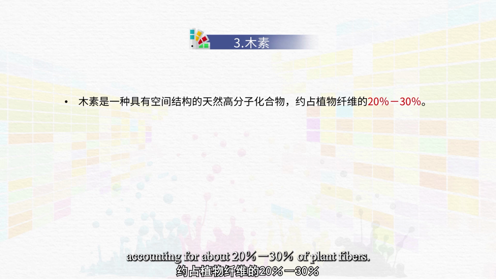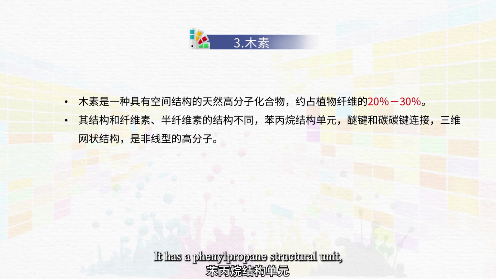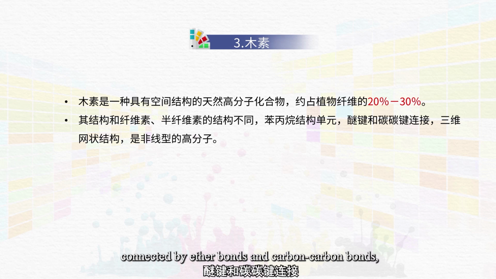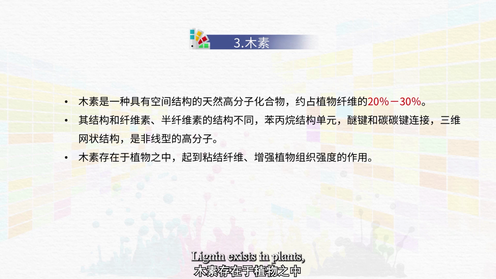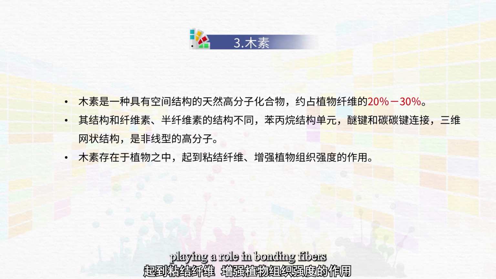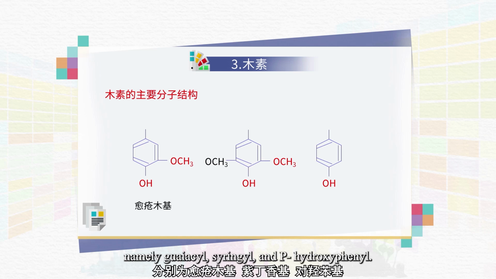Lignin is a natural polymer compound with a three-dimensional structure, accounting for about 20% to 30% of plant fibers. Its structure is different from that of cellulose and hemicellulose. It has a phenylpropane structural unit, connected by ether bonds and carbon-carbon bonds, forming a three-dimensional network structure, which is a non-linear polymer. Lignin exists in plants, playing a role in bonding fibers and enhancing the strength of plant tissues. The following are the three main structural diagrams of lignin, namely guaiacyl, syringyl, and p-hydroxyphenyl.